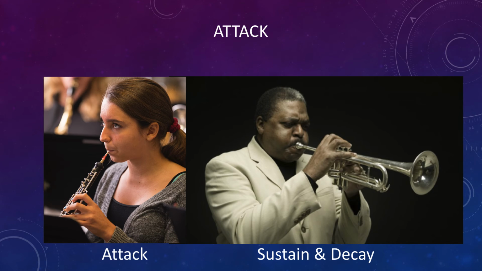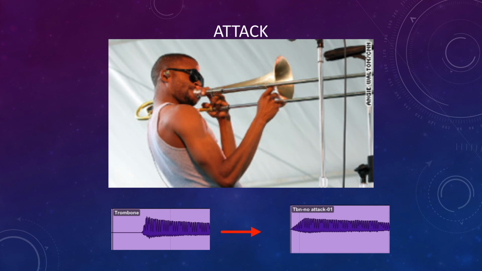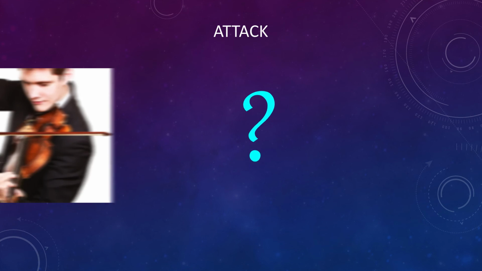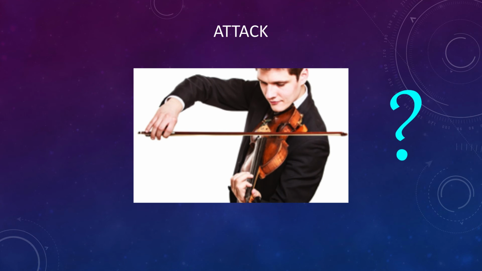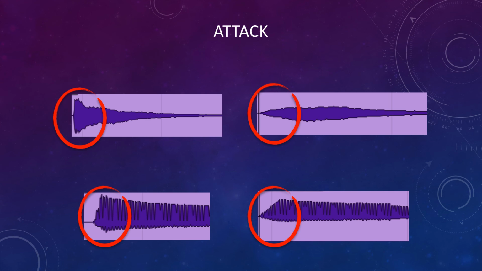What's this? A buzzer? It's a trombone note with the attack removed. How about this? A violin? Nope, it's a piano with its attack changed. So you see, the attack plays a very important part in identifying the source of a sound.